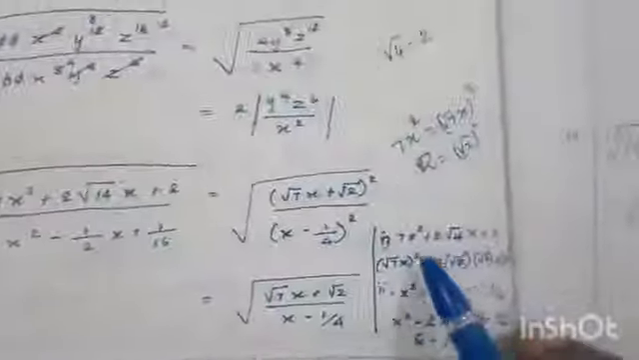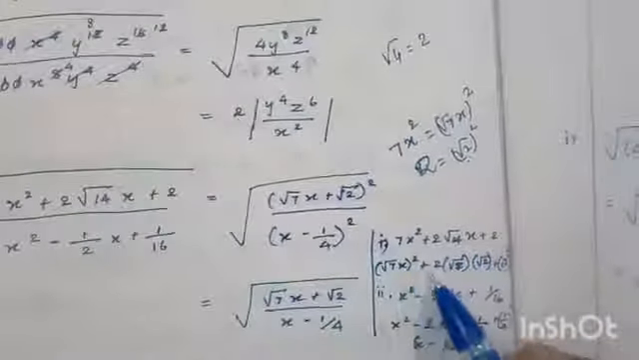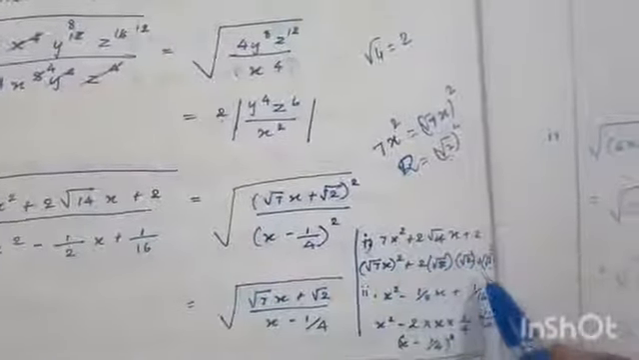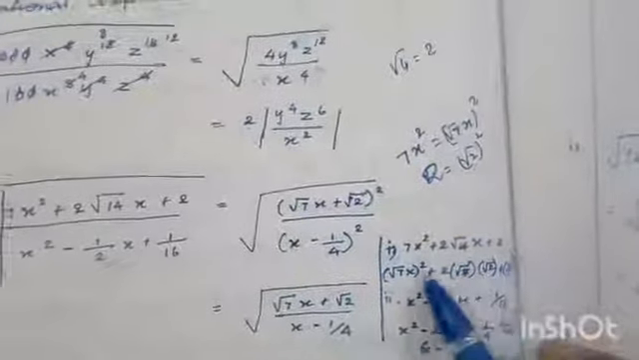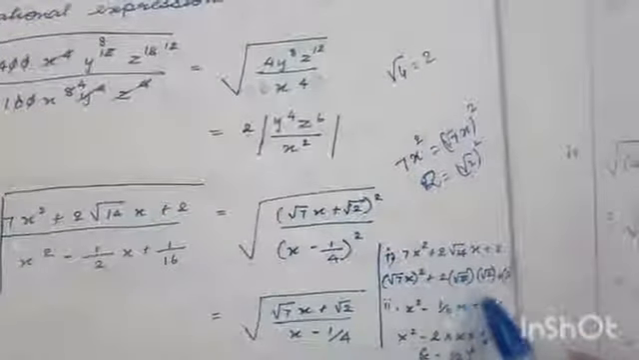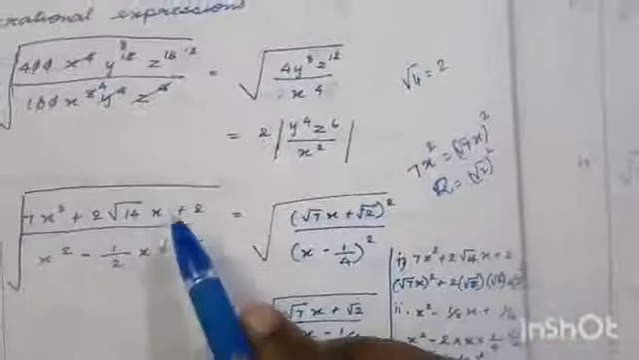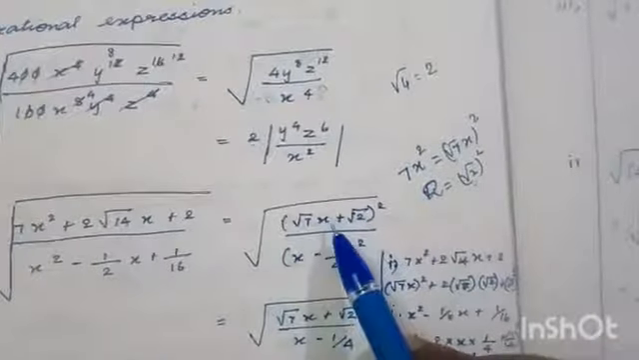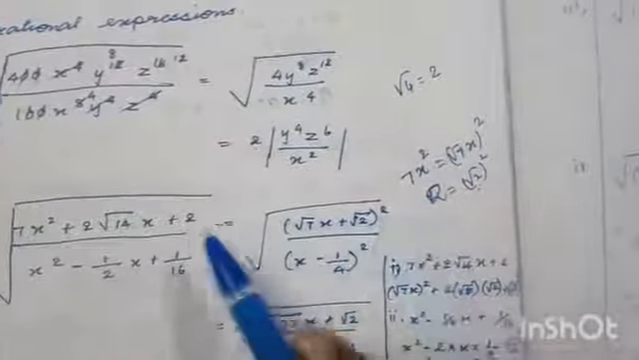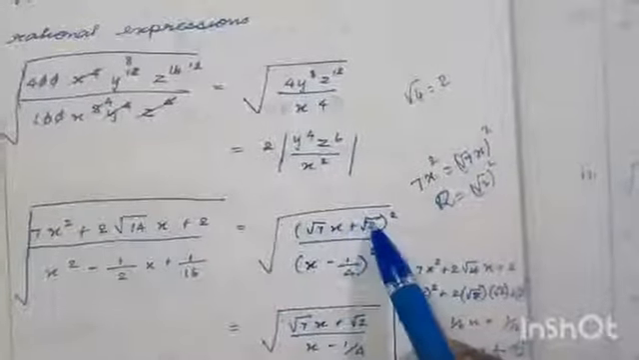So you have to use this format. a square is written as root 7x square, plus 2 into root 7 into root 2, plus root 2 whole square. So that is a square plus 2ab plus b square. So this is rewritten as root 7x plus root 2 whole square. It is in the form a plus b whole square.